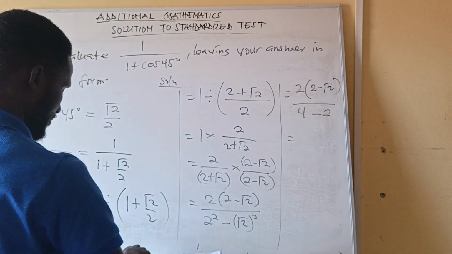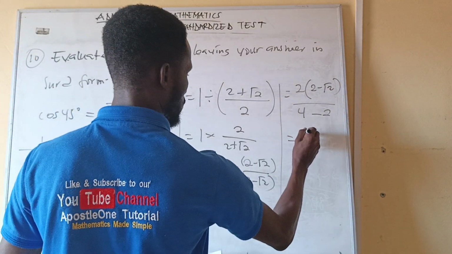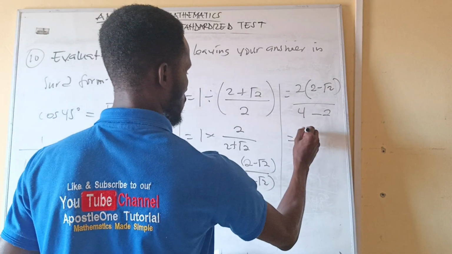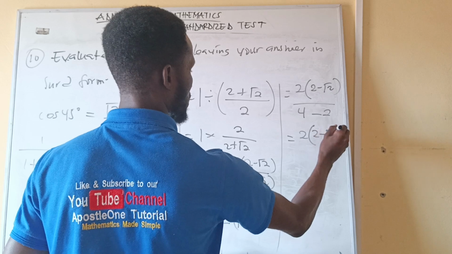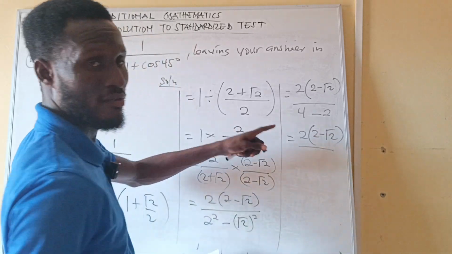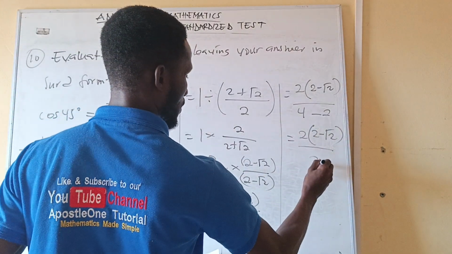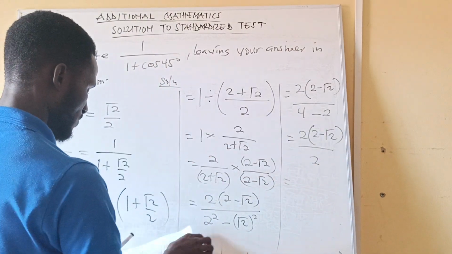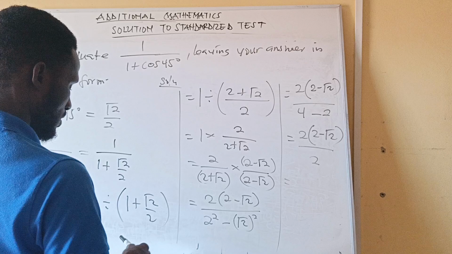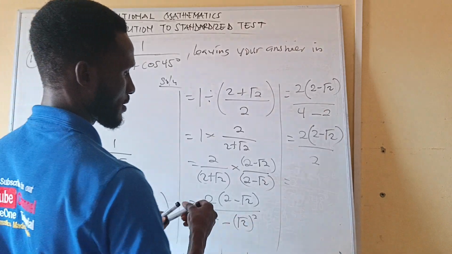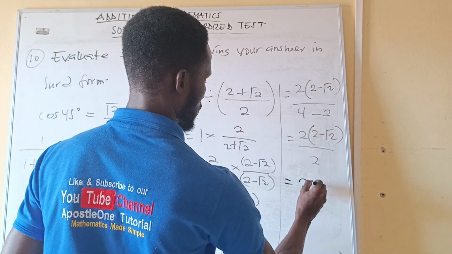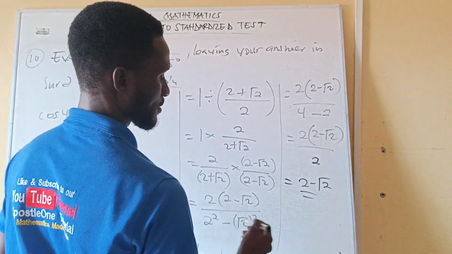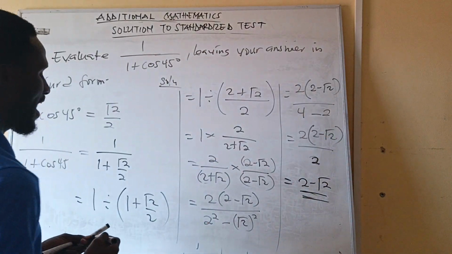Now what are we going to get here? We're going to get 2 multiplying 2 minus root 2 divided by 4 minus 2, which is 2. So what's going to happen is here, 2 will cancel 2. Then we've gotten our final answer to be 2 minus root 2, because these 2 and these 2 will cancel. So this will be our final answer.